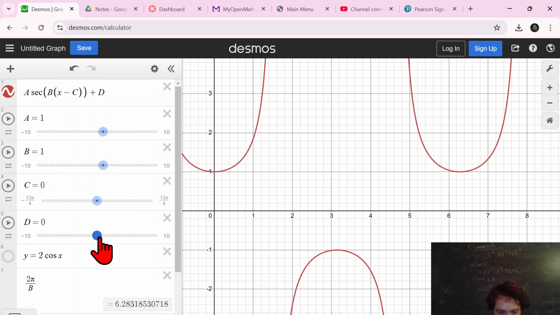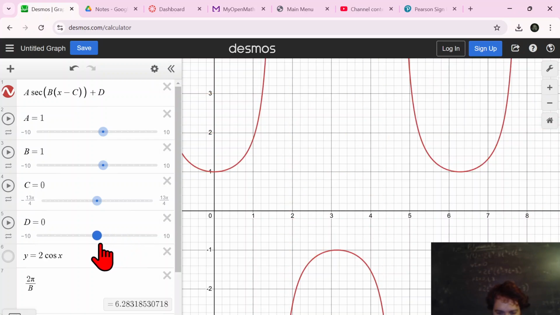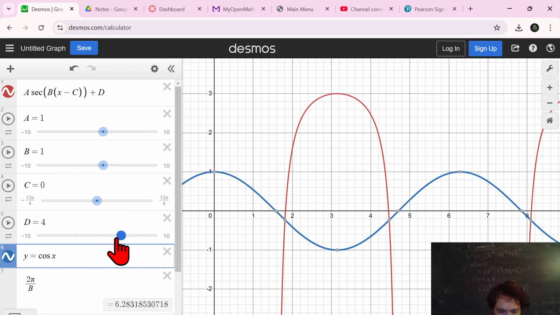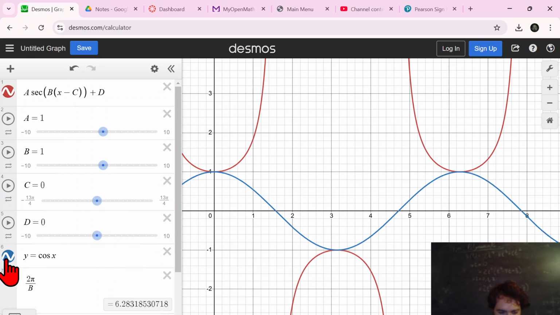Now D is very, very boring. As previously stated, D controls how far the midline moves up. And notice that the midline of secant is the x-axis, the same way that it is the midline of the cosine graph. So the midline of this blue line is y equal to 0, and also it is the average of the bottommost position of the upper U's and the topmost position of the lower U's. So the midline for secant is also controlled by D. You see when I move it up, it goes up. When I move it down, it goes down. And that is how the secant graph behaves.